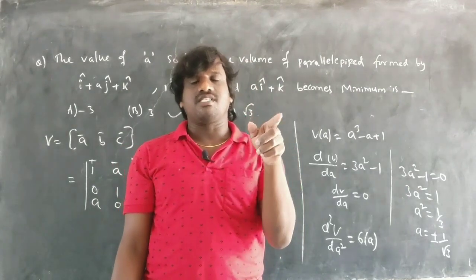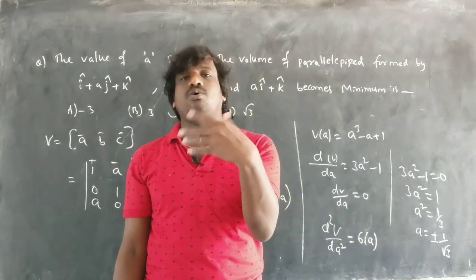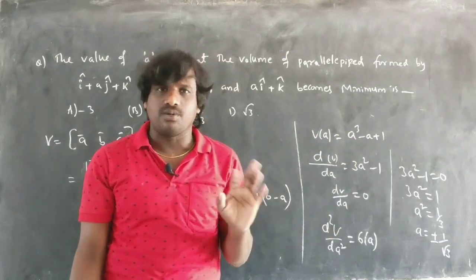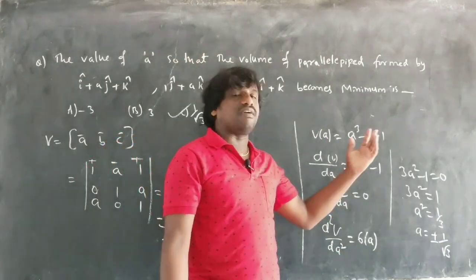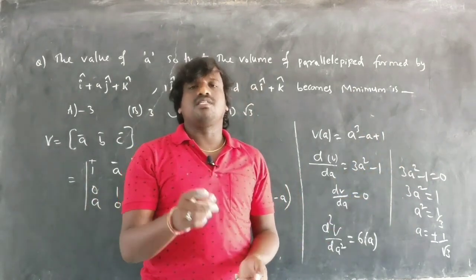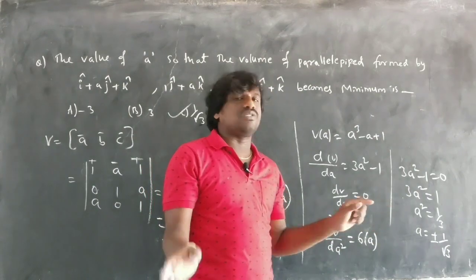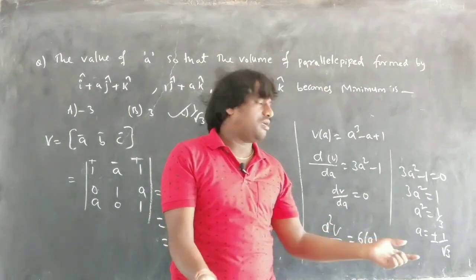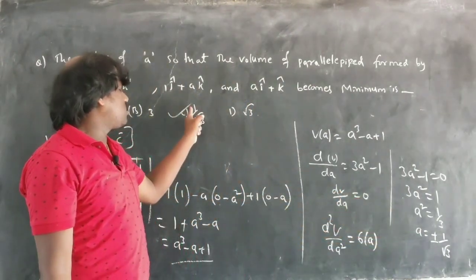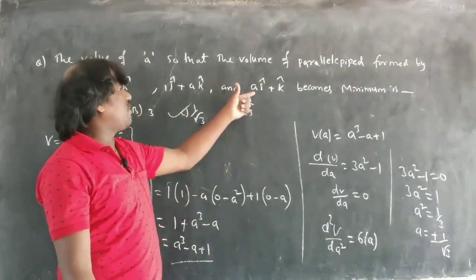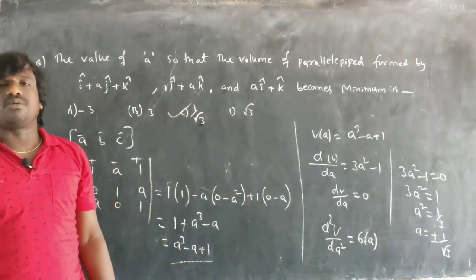What happens when d square V by dA square is greater than 0? What happens when it is less than 0? When it becomes maxima or minima, you know that. So according to that, we can finalize using the second derivative whether it is maxima or minima. In this case it is not required, as you are getting only one option here. So 1 by root 3 is the required minima answer. This is the way to deal with such questions.